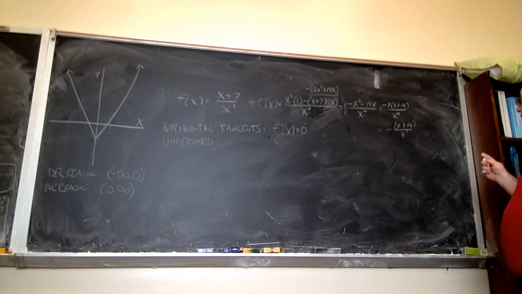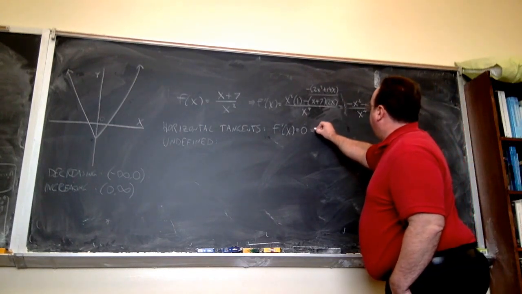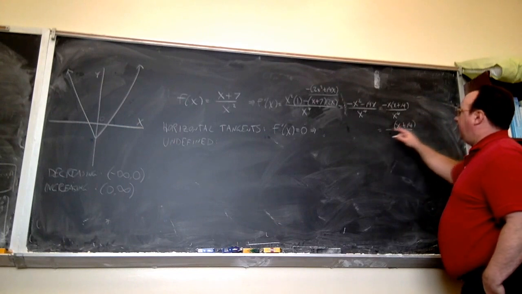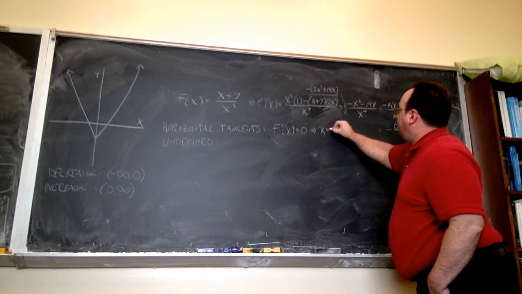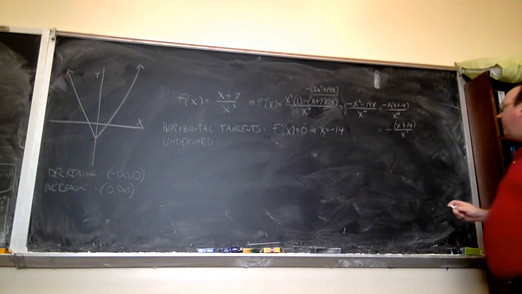So to see where this is equal to 0, we can just set the numerator equal to 0. x plus 14 is equal to 0, so x is equal to minus 14. And that is the only x value at which the derivative is 0. So that is the only place where we have a horizontal tangent.